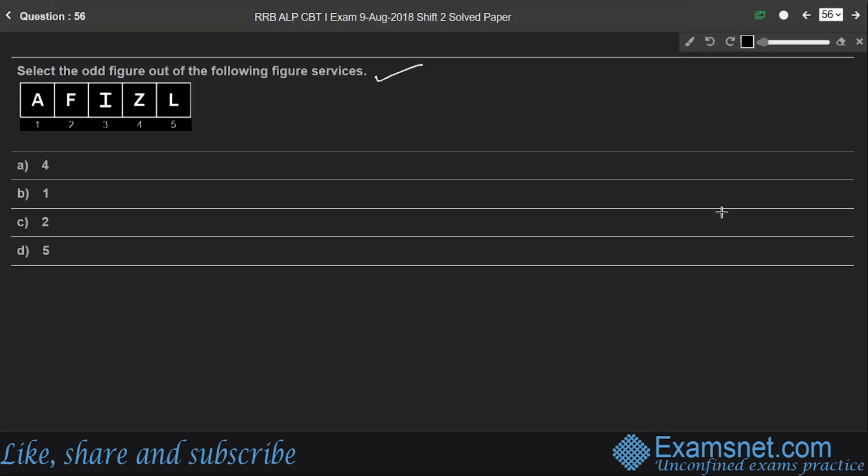Question 56. Select the odd figure out of the following figure series. Here are 5 figures. The first figure, which is the letter A, has 3 lines. Even letter F has 3 lines. Letter I also has 3 lines. Z has 1, 2, 3 lines, whereas L has only 2 lines. So the odd figure out is L, which is the fifth figure. So option D is the right answer.